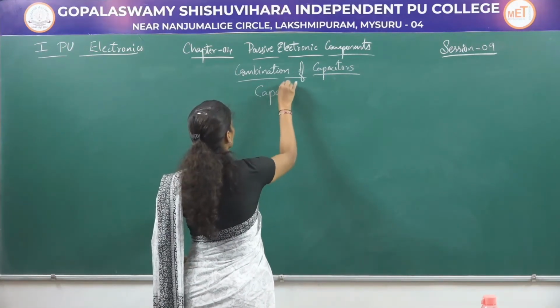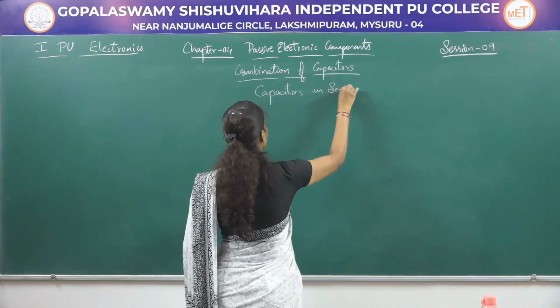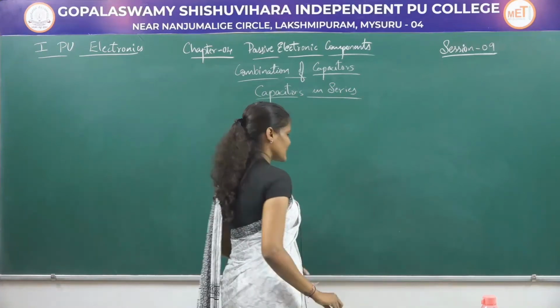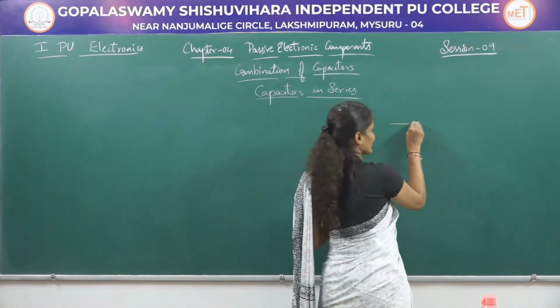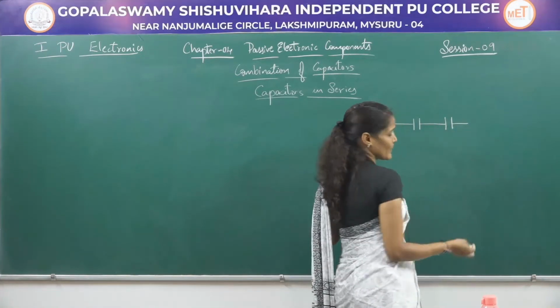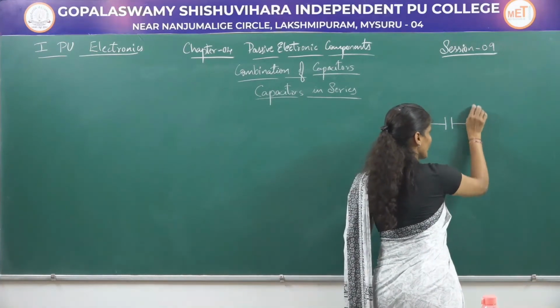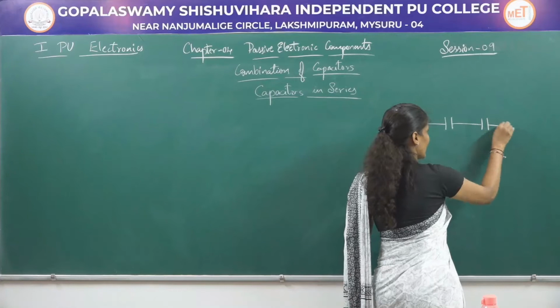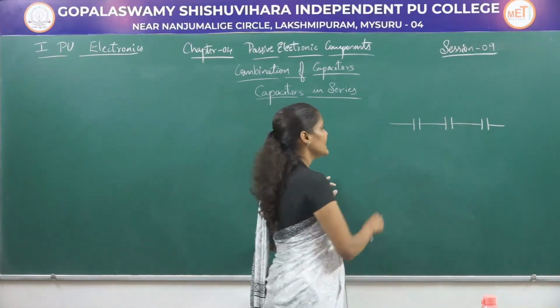Capacitors in series. So what is this capacitors in series? We are going to tell that the capacitors are connected in series if one end of the capacitor is connected to the other end of the capacitor in this manner. So these are the three capacitors which are connected in series.